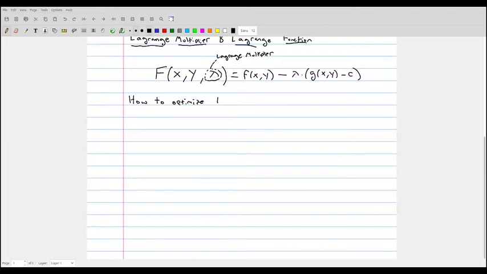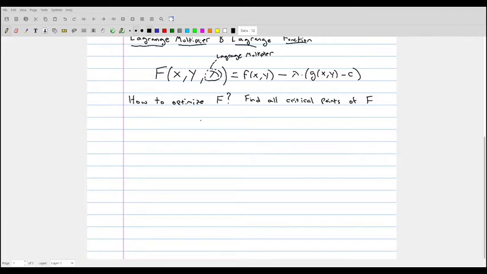So how to optimize the function capital F? You'll remember from our previous procedure that the first step is to solve for all critical points of capital F. And this is going to be critical points of either type 1 or type 2. We're going to only focus on functions f which have critical points of type 1, because it makes the analysis a little bit simpler.